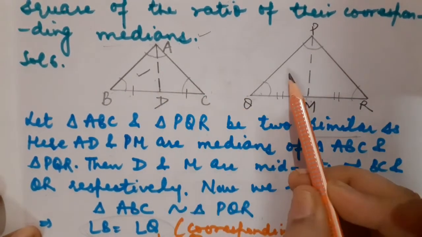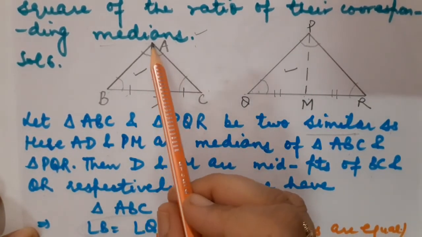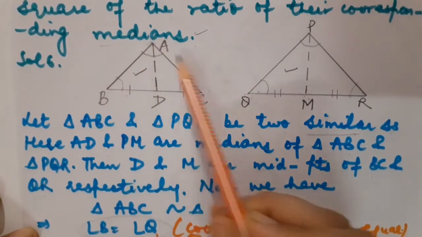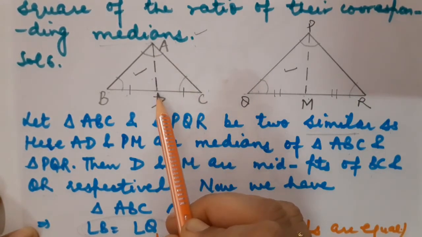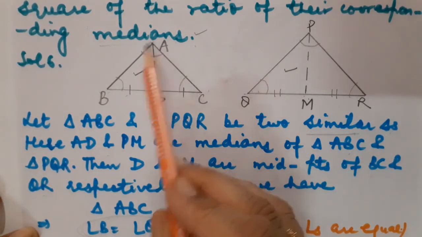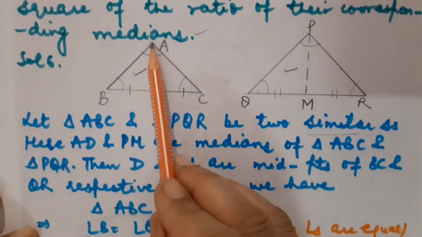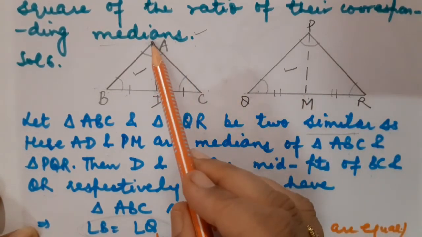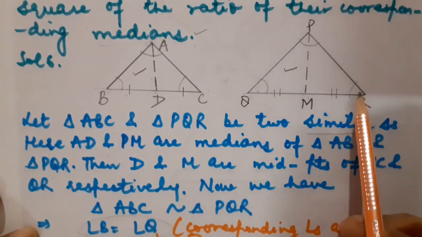Why do I want to prove these two smaller triangles are similar? Because now I have to prove that the ratio of the area of two similar triangles is equal to the square of the ratio of their medians as well. So where is the median basically? Either it is lying in triangle ABD or it is lying in triangle ADC. So either prove triangle ABD similar to triangle PQM or prove triangle ADC similar to triangle PMR.